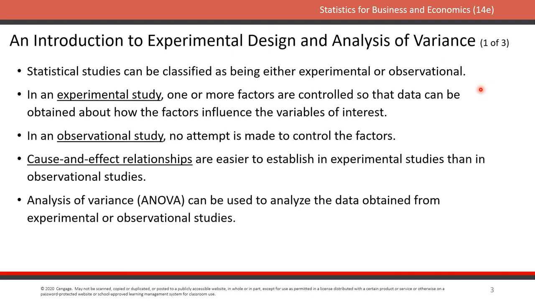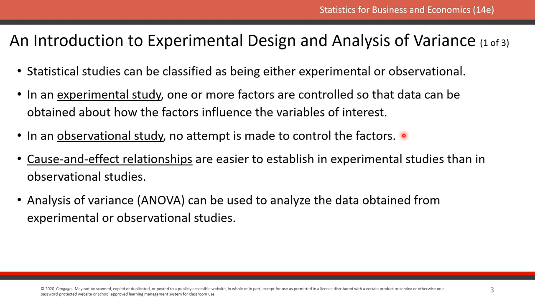Now, contrast that with an observational study where this says no attempt is made to control factors. Often we do observational studies when it is impossible to control factors. So it's not really about an attempt or not. It's about whether or not you can or not, very often. So in observational studies, we really just observe data that are already collected, often is how this ends up working out.